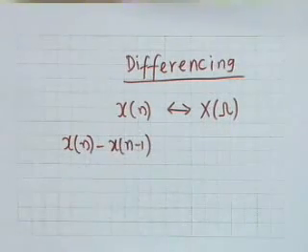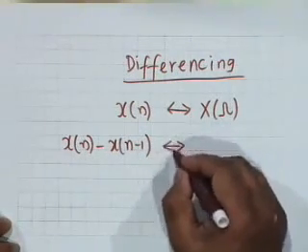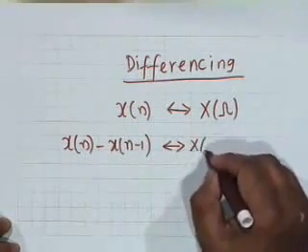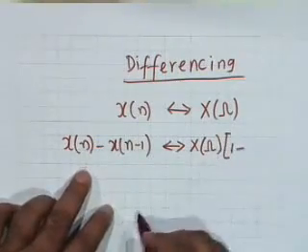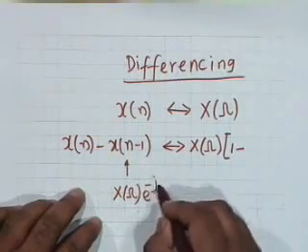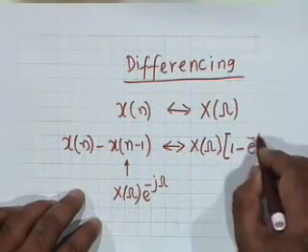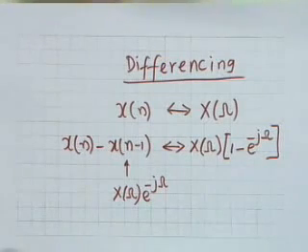It is a difference instead of a differentiation, and the Fourier transform of this shall obviously be capital X of omega times 1 minus, since for the delayed term the Fourier transform will be X of omega e to the minus j omega, so it is 1 minus e to the minus j omega. That is the relationship for differencing.